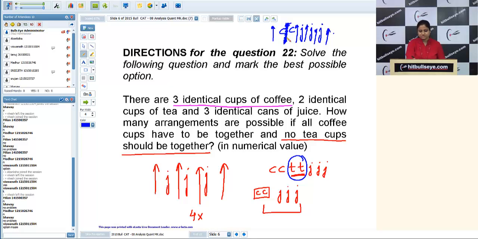So how many possibilities are here? Can you say 5? And out of these 5 places, we want to choose 2 to place 2 teacups. That will be the answer in this case, which comes out to be 4 into 10, which is 40. Is it okay, Vishwanath?